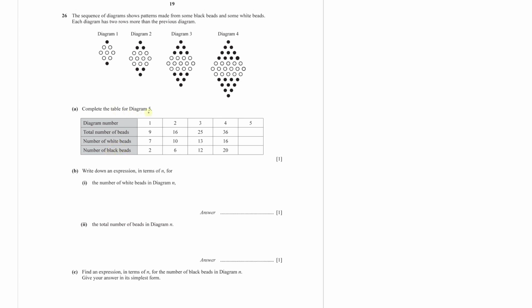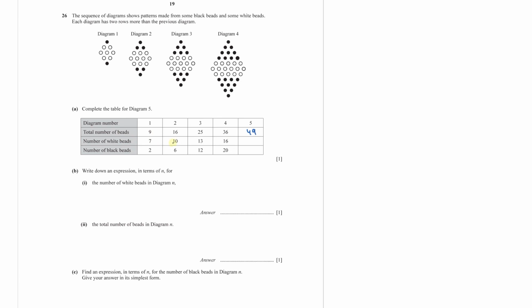If you look at this number of beads, you are looking at a sequence where you're taking a square of each term. So this is 9, which is 3 squared, this is 4 squared, this is 5 squared, this is 6 squared. So then this will be 7 squared, which is 49. Your diagram 5 is not given, so you'd have to actually draw it and then count the black and white and total beads. That will take too long, so you can just follow the sequence here.